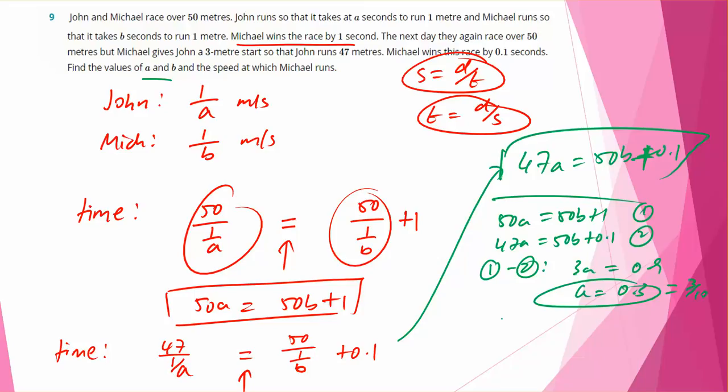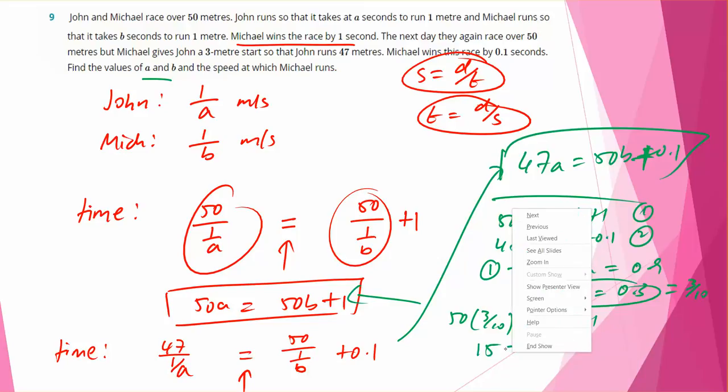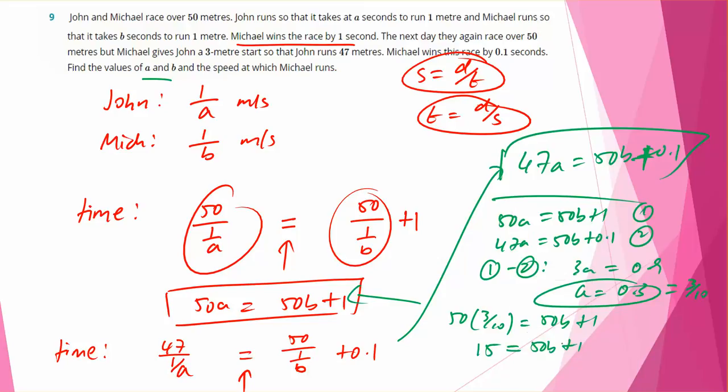Now for B, I'll need to sub this into an equation. I'll sub into this one, and I get 50 times 3 over 10 equals 50B plus 1. That's 150 divided by 10, which is just 15, equals 50B plus 1. I subtract 1 from both sides, so I get 14 divided by 50. So B equals 14 divided by 50, or another way of saying it is 7 on 25. And there you go, we've got the value of B.